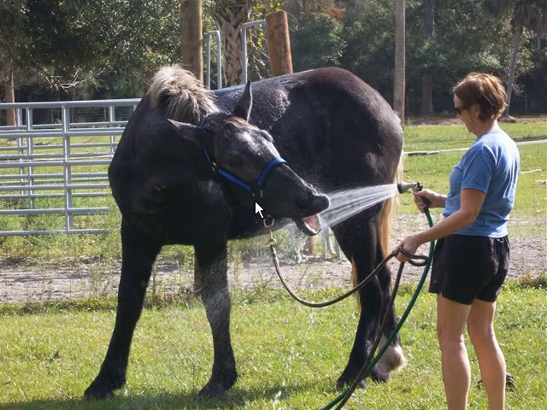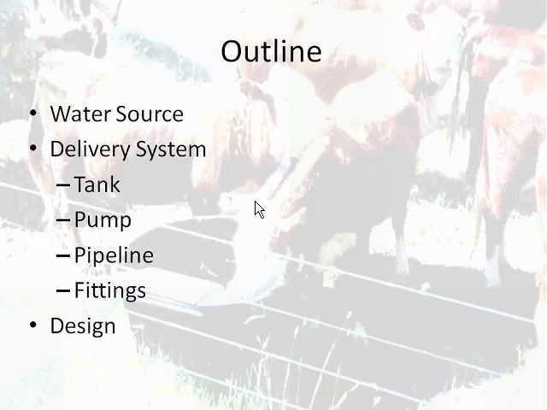There are some other things we have to think about in addition to just the piping of the water. Some of the things we're going to talk about are what our water source is and our delivery system. We're going to talk a little bit about tanks, pumps, pipelines, and some other things we need to consider, like fittings. And we're going to go through a little bit of design. I'm not going to give you a full design example. I'm going to give you some discussion of different items in design. Some of the handouts that are available for you have some very good examples for simple design of livestock watering systems, the actual design process.